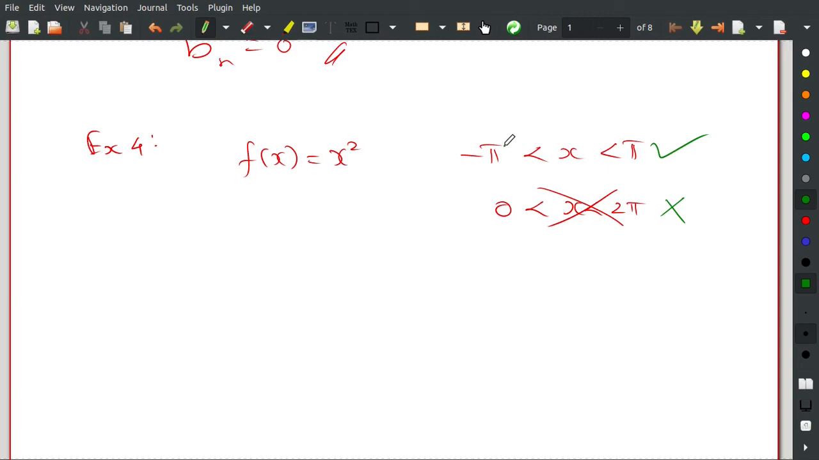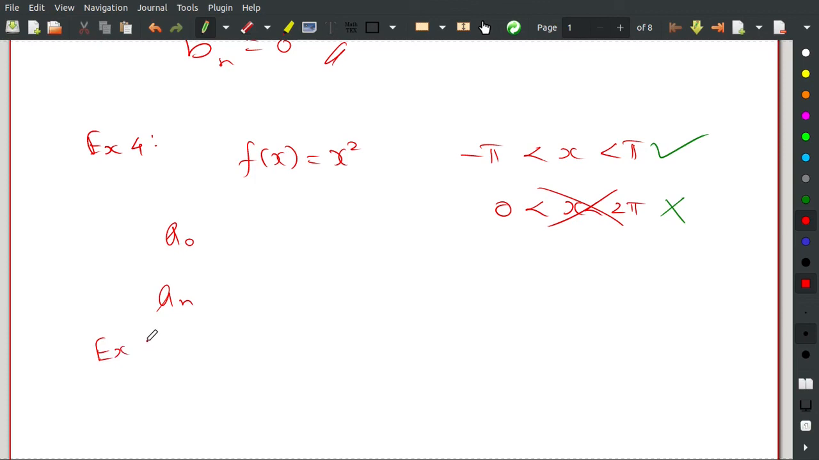Even though for both the cases the length is 2 pi, we cannot use this trick if it is defined in that limit. Okay, so if f of x is x square, since x square is an even function, we have only a naught and an. So bn is 0. So just find a naught and an.